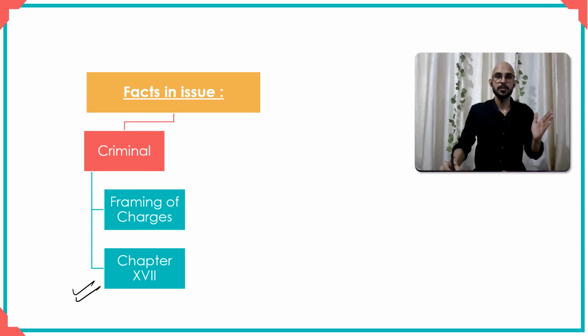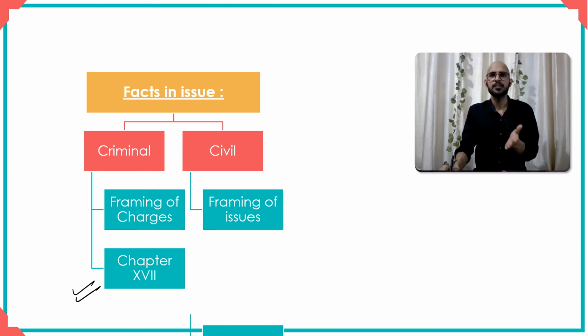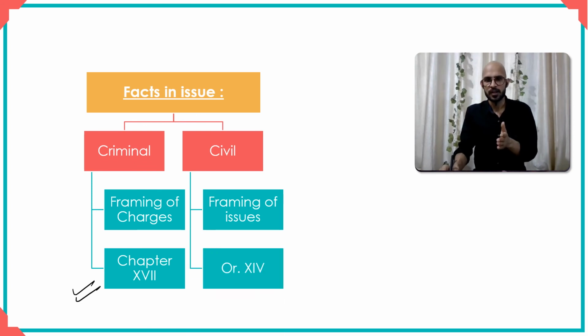So you know that in the criminal process, the framing of the charges is where the facts in issue are identified. In the civil process, you have the same thing. It is the framing of issues, and you find this in order 14, right? So you find out as to what the material facts are, the facts which are in dispute, and thereafter the facts in issue are decided, and the court decides upon them and finally arrives at the judgment.